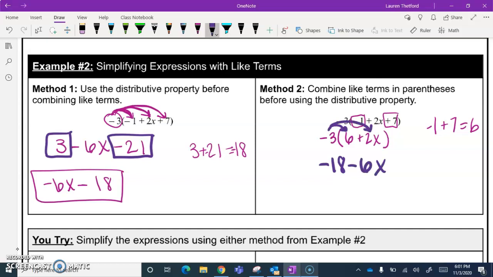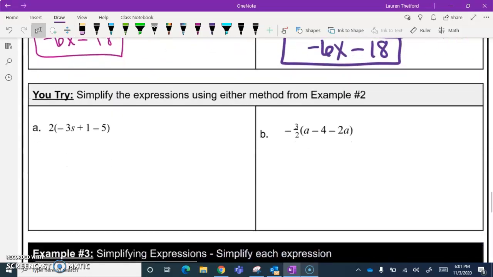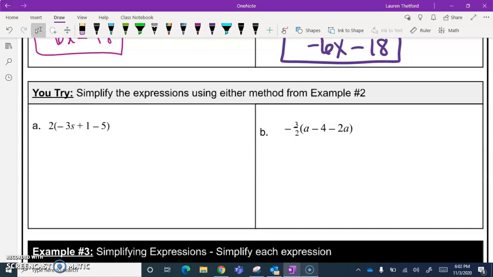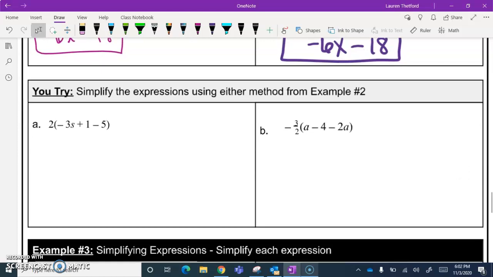Now these look different, but all I'm going to do is rewrite it so that my -6x is in the front and my -18 is in the back. And you will see we actually get the same answer on both. So now you are going to use either one of your methods. So you can use method 1 or method 2. And you're going to do them on your own, and then you'll check your try-its with mine.